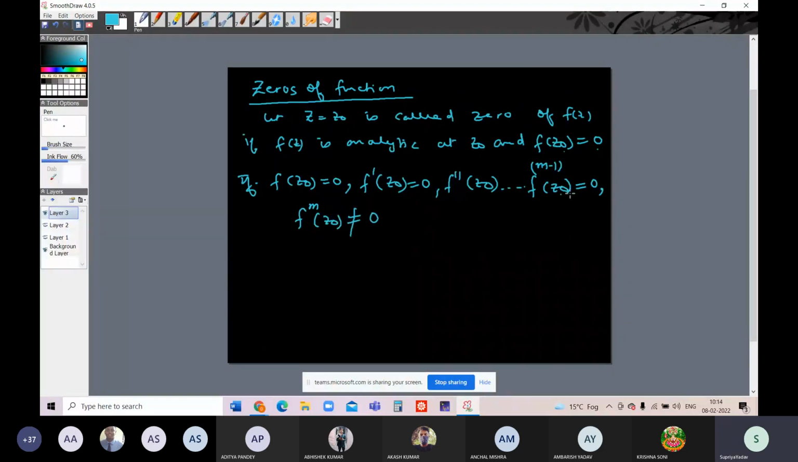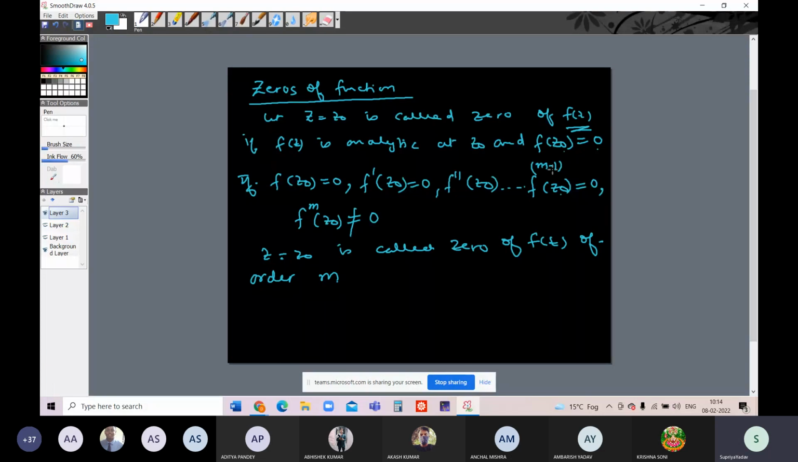All the derivatives before this mth derivative are 0 at this point z = z0, but the mth derivative is non-zero. In that case, z = z0 is called a zero of this function f(z), and it is called a zero of order m. This is a zero of order m.